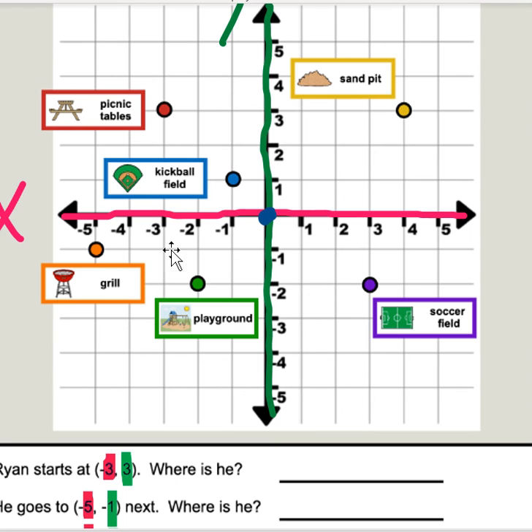So we're here at -3. Now we're going to count up. Because it's positive, we're going up. And we're going to count 3. 1, 2, 3. So he is here. He's at this red dot. And this red dot is where? The picnic tables. So we're going to go ahead and we're going to write in picnic.